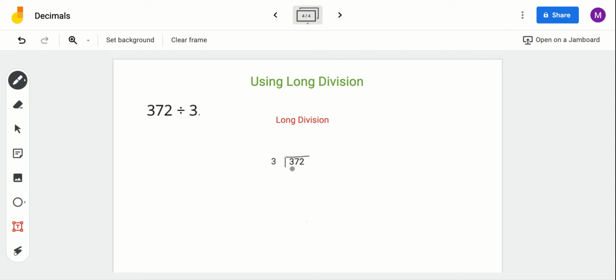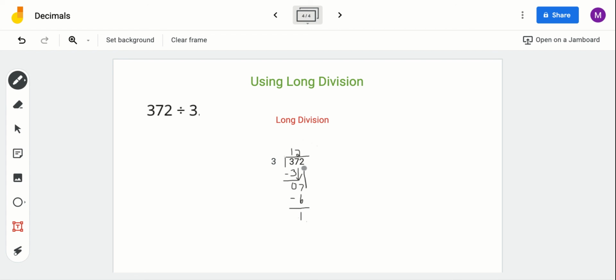We look at the first digit and we see how many 3s can we get from a 3. We can just get 1. So 1 times 3 is 3. Now we have to bring down the next number. So 3 minus 3 was 0. I bring down the 7. And now I'm going to do 7 divided by 3. Well, 2 3s makes 6. So I subtract that from the 7, and I have a 1.